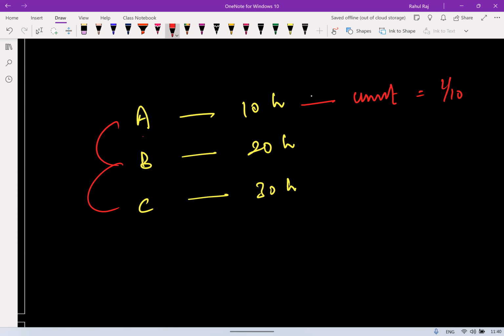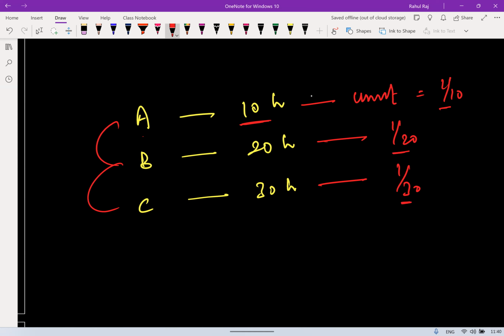When I say that A can do a complete work in 10 hours, so in 1 hour A can do how many works? 1 by 10. So in 1 hour B can do how many works? 1 by 20th of the work. In 1 hour C can finish how much? 1 by 30th of the work, because they say that C can finish that entire work in 30 hours. So in 1 hour he will finish 1 by 30th of the work. In 1 hour B will finish 1 by 20th of the work. In 1 hour A will finish 1 by 10th of the work.